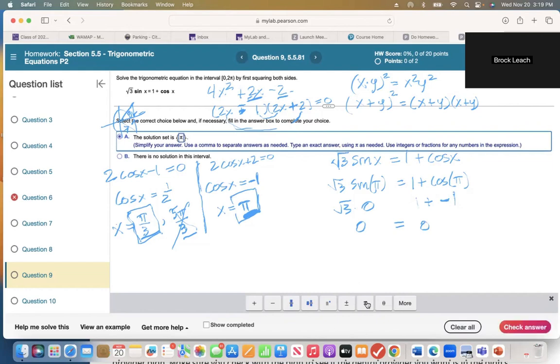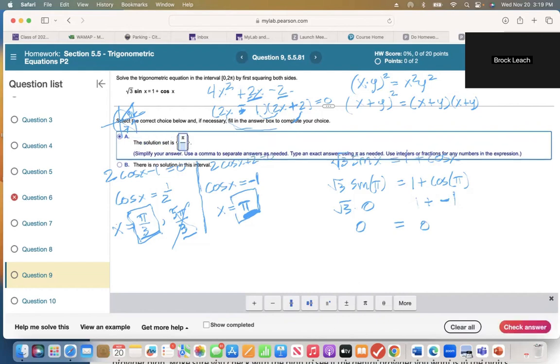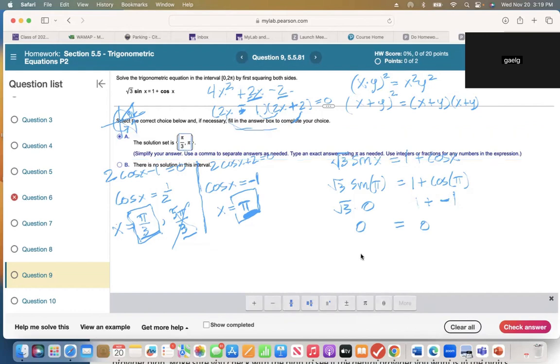Well, let's type that in there. Yeah. So it'll be pi over 3 plus 2 pi n and pi plus 2 pi n.